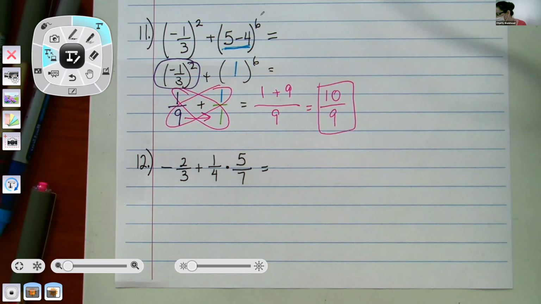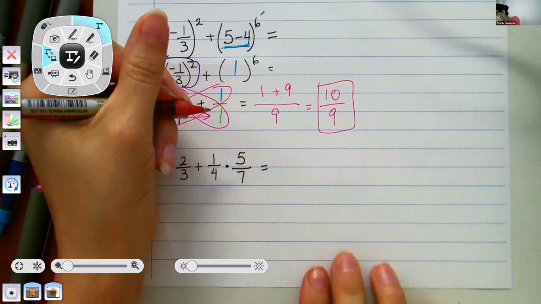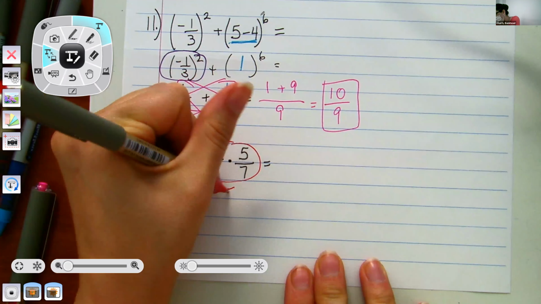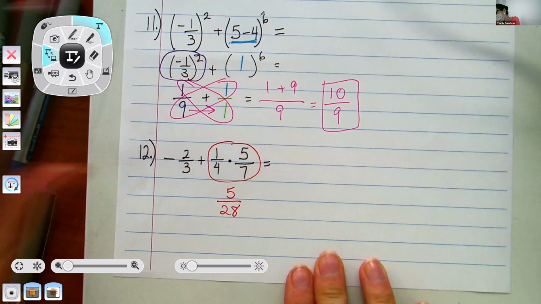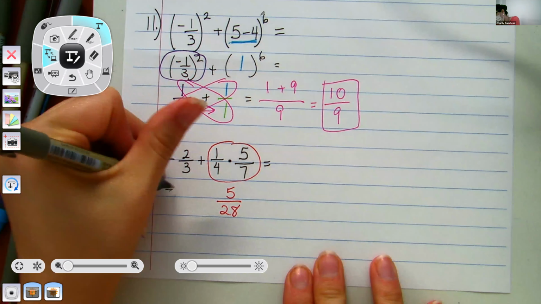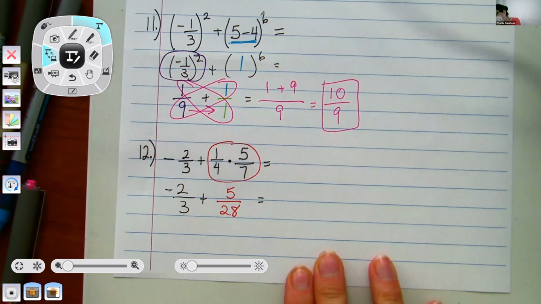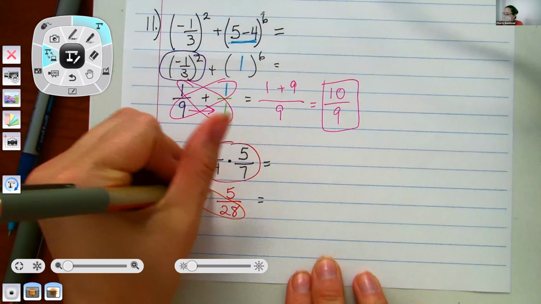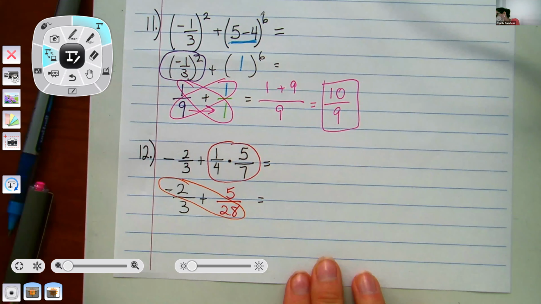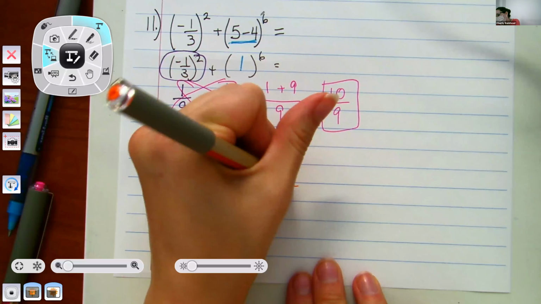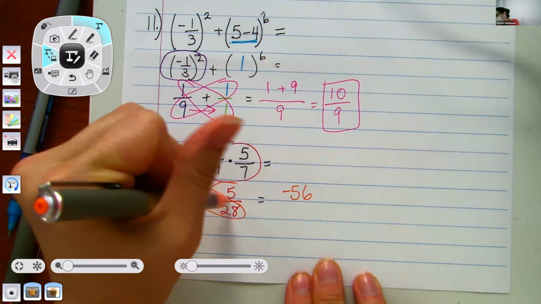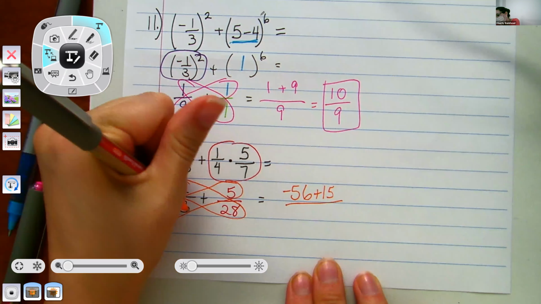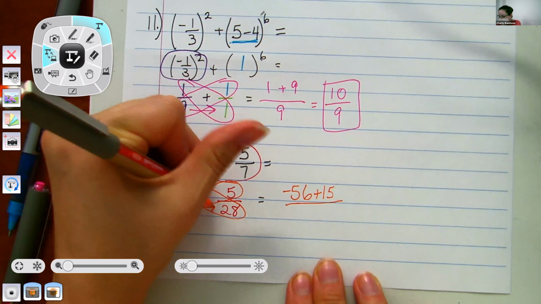Number 12, first we need to multiply. So 1 times 5 is 5, and 4 times 7 is 28. So I have -2/3 plus 5 over 28. And then I'm just going to bow tie it. -2 times 28 equals -56. And then 3 times 5 is 15, so plus 15 over, and then 3 times 28 is 84.